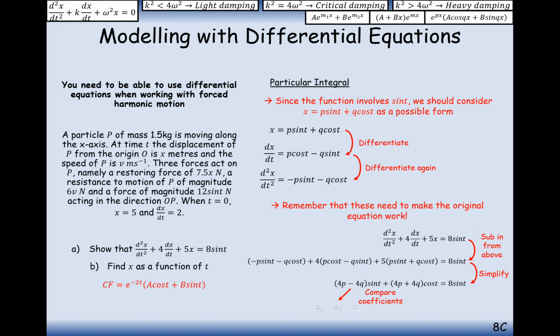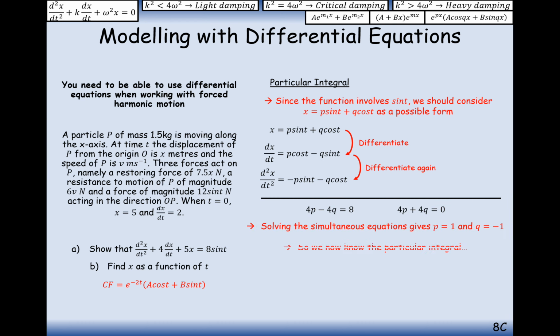So let's now set up those simultaneous equations. The coefficient on sine is 4p minus 4q, which will equal 8 on the right hand side, and 4p plus 4q will equal 0 because there's no cosines on the right hand side. Okay, let's now solve these simultaneous equations, and we get p equals 1, q equals minus 1. So we know what the particular integral is going to look like then. It's going to be x equals sine t minus cos t. And what we do is we go back to our original suggestion and put p and q in. So it's sine t minus cos t. So that's our particular integral.